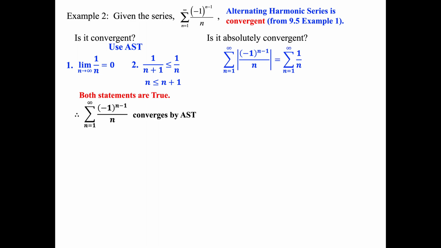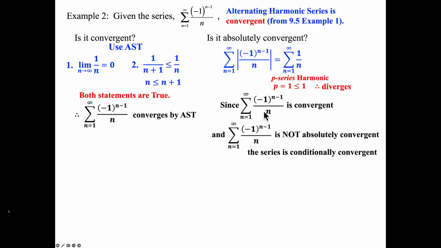Okay, is it absolutely convergent? Put the absolute value bars around it. Now it becomes just 1 over n, but that's a harmonic series. And p equals 1, well, that's less than or equal to 1. The p series rule said that this then diverges. So since our original series is convergent by the alternating series test, but it's not absolutely convergent when we put the absolute value bars around our sequence function, the series is conditionally convergent.